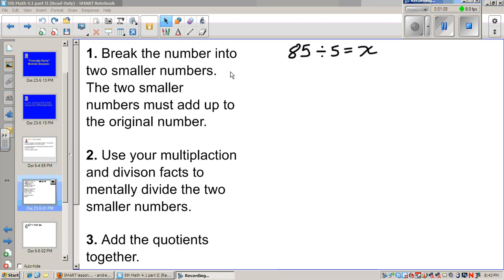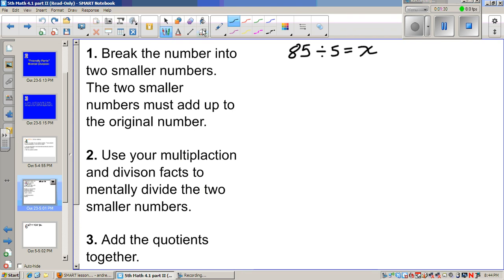All right, so let's try an example. I've got the steps over here on the left-hand side, and I've got a division problem here: 85 divided by 5 equals x. My first step is to break the number into two smaller numbers. The two smaller numbers must add up to the original number.